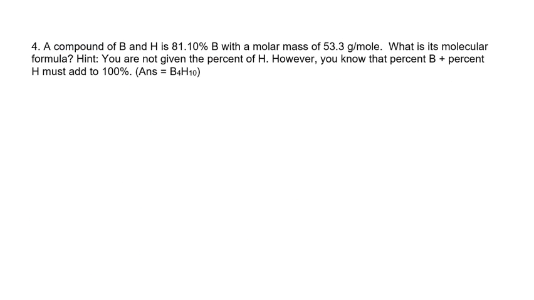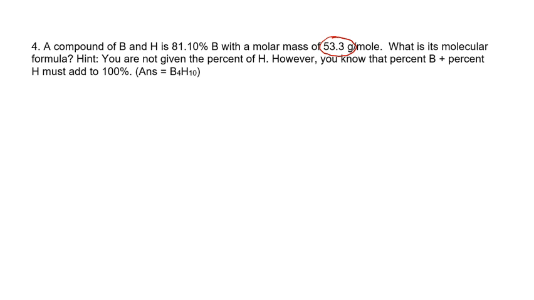This next one you are going to do, but I'm going to help you get started. A compound of B and H is 81.1% boron with a molar mass of 53.3 grams per mole. We're going to need that. Let's go ahead and circle it. What is its molecular formula? So you look at that and all you have is 81.1% boron. You're not given the percent of hydrogen.